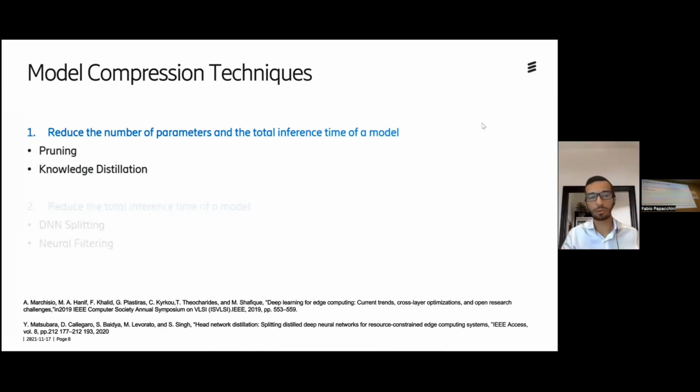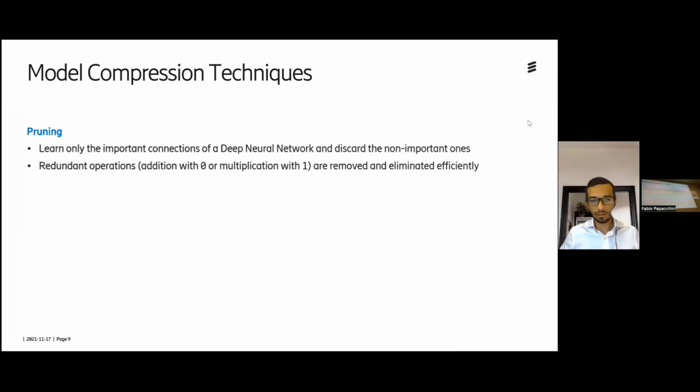And in our case, we use pruning and knowledge distillation because they are the most popular ones, and the literature provides evidence that they have good results. I will now explain shortly pruning and knowledge distillation, beginning with pruning. In pruning, we learn only the important connections of a deep neural network, and we discard the non-important connections. So, for example, we remove redundant operations such as addition with 0 or multiplication with 1 from the model and we eliminate them efficiently.